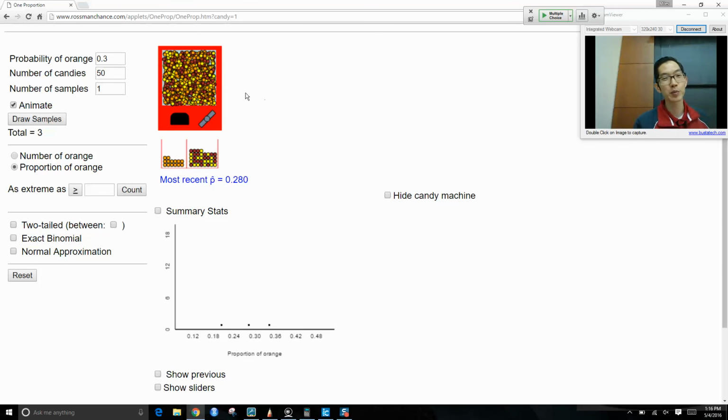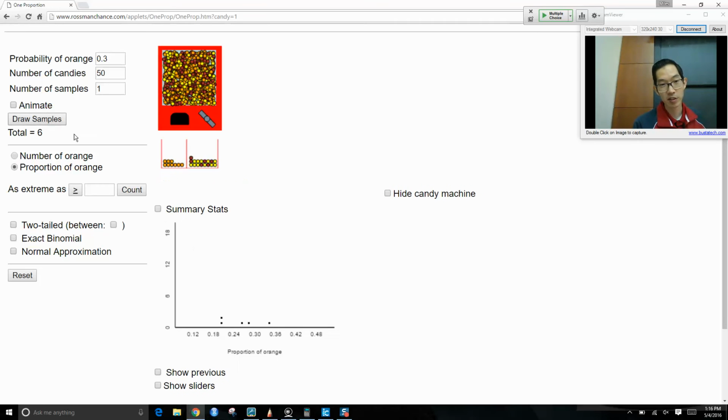This time we got 14 pieces of orange candy, so our proportion is 14 out of 50, 28% orange. Everyone's good with what's happening on the screen? Okay, so I'm going to accelerate this. I'm going to turn off the animation, and so we see the 3 samples that we've drawn. We got another one, and then we're just putting dots, 0.26, 0.28, and we're going to build up our histogram kind of like this.